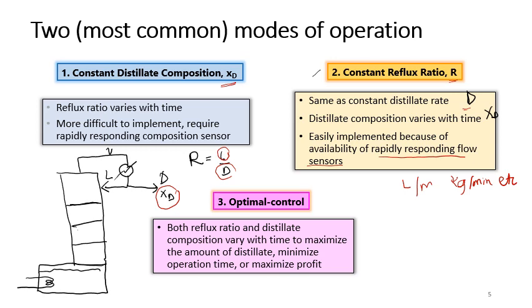There is also another mode of operation which combines both constant XD and constant R, which is the optimal control. So in optimal control, both reflux ratio and distillate composition vary with time. Depending on the requirement of the product, you do this to maximize the amount of distillate, to minimize the operation time, and of course you want to maximize the profit.